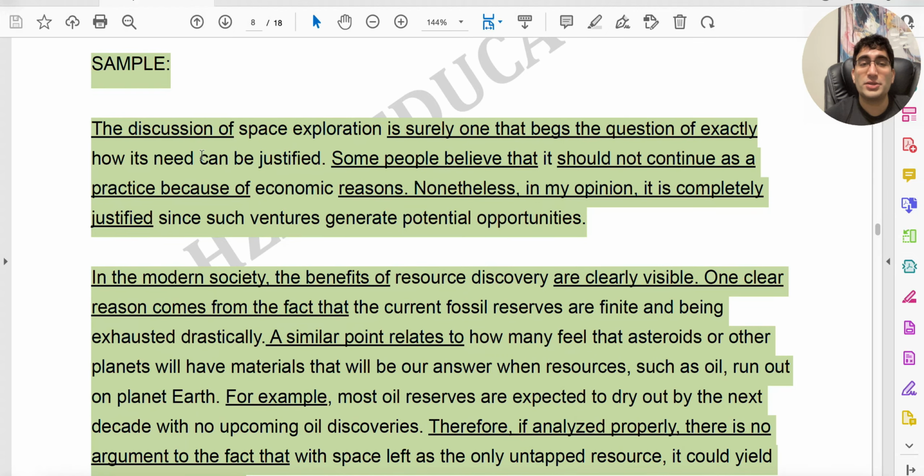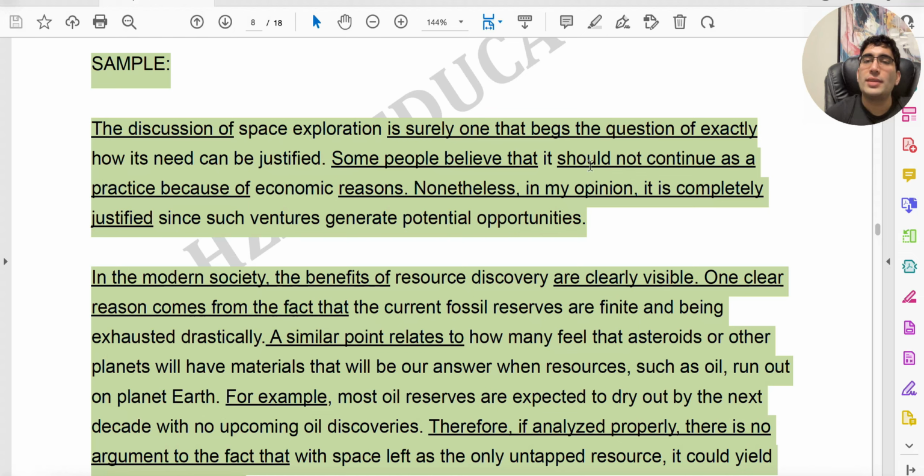Now, how you can do this is, you see this template, what we use is the discussion of, and then you place your topic in here, the discussion of, in this case, space exploration. And by the way, if the question had said space exploration, then I would use different words here. I would have used space expeditions or space ventures, something different from the question.